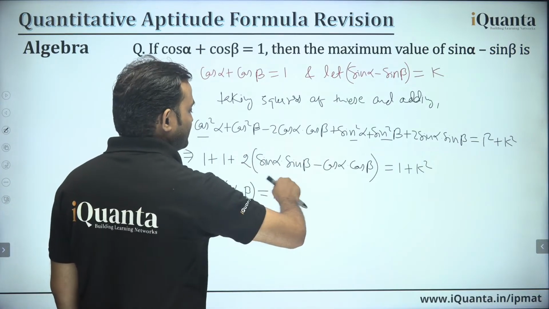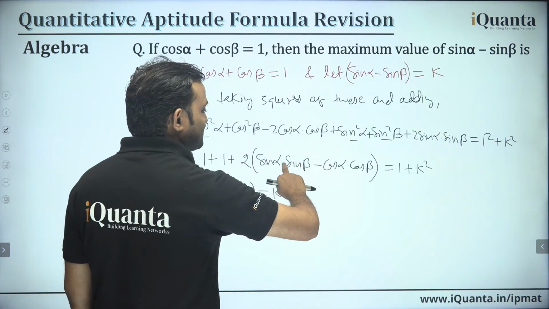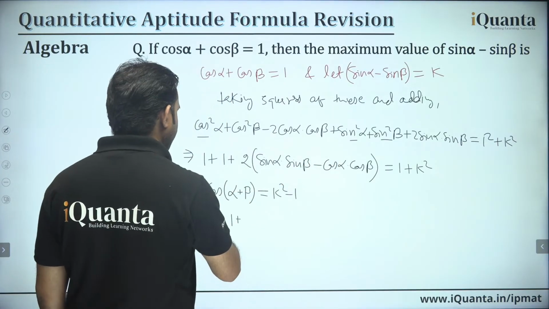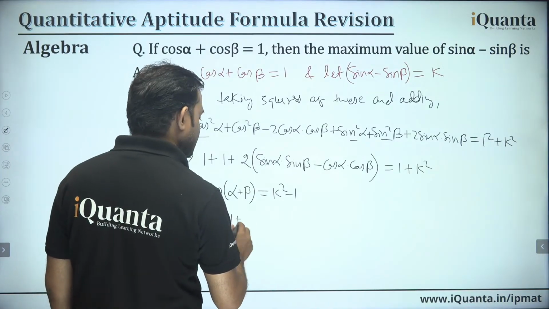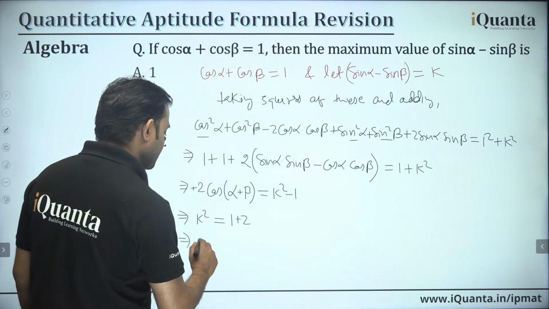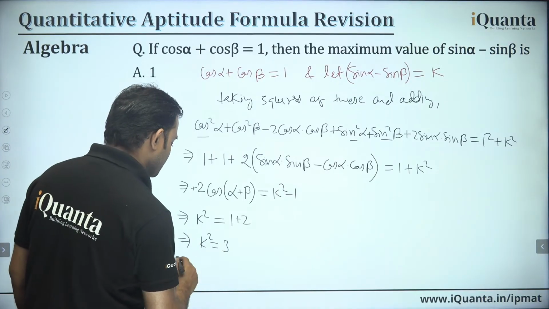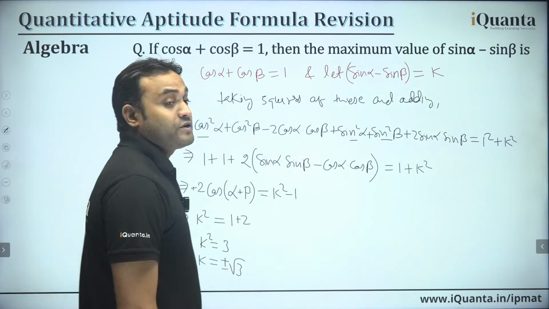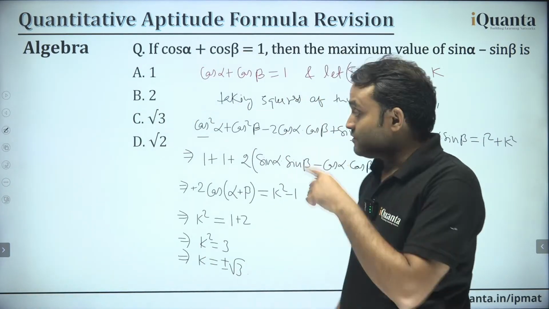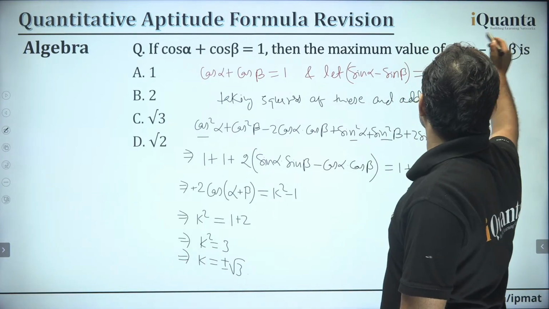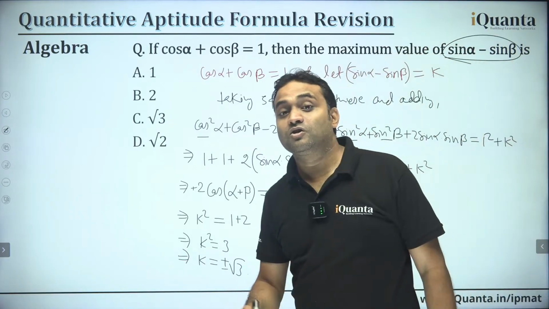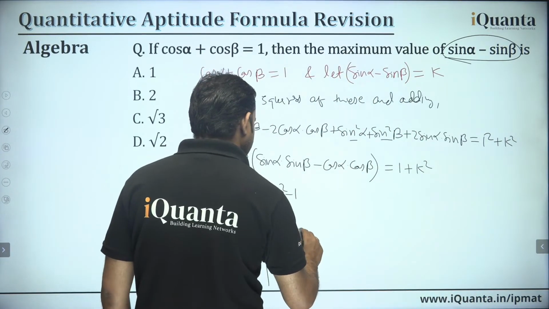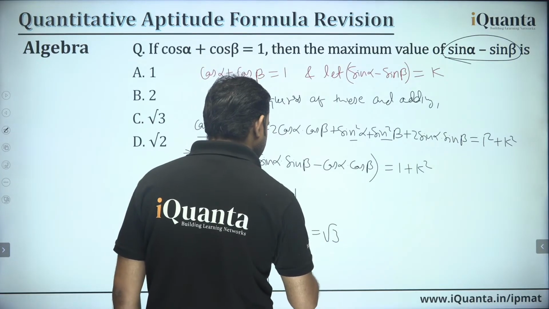Or we can say k square will be equal to 1 plus, cos alpha plus beta, sorry, cos alpha plus beta. So this will become 1 plus 2, or we can say k square will be equal to 3, or k will be equal to plus minus root 3. Now if we are talking about maximum value of sin alpha minus sin beta, so either it will be root 3 or minus root 3. Which one is maximum? Root 3. So we can say maximum is equal to root 3.